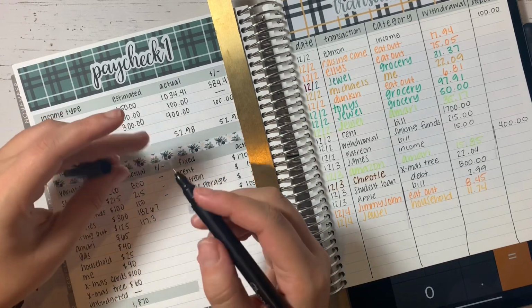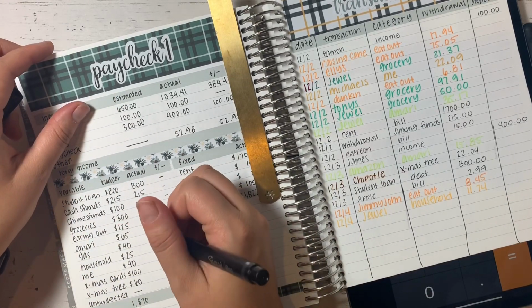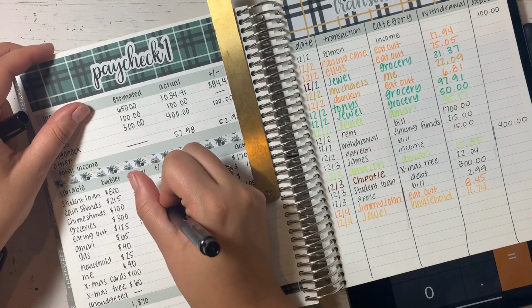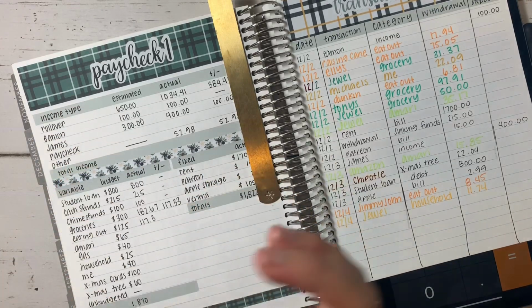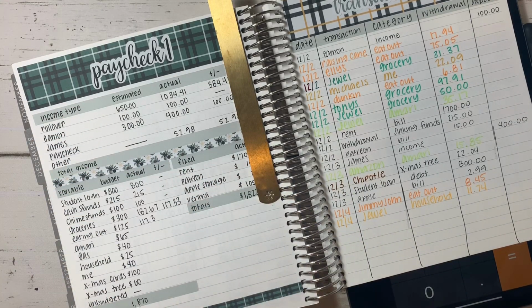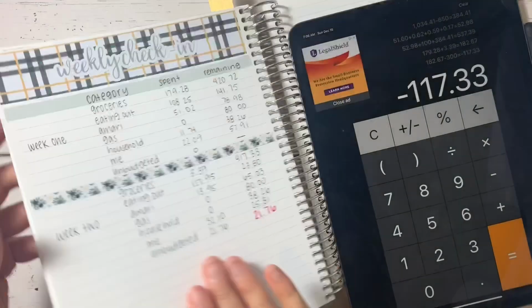Oh, poo. Did not mean to do that. That was supposed to go here. And I don't know if I have any more whiteout, because my whiteout was garbage. I don't think I do, so I'm just gonna have to mark that out. Whatever, not a big deal.